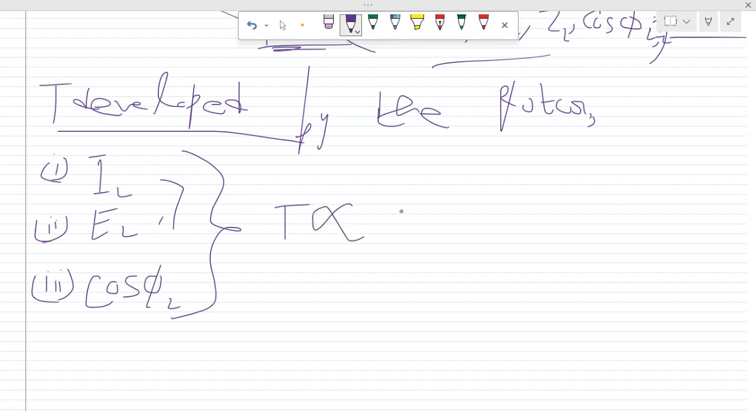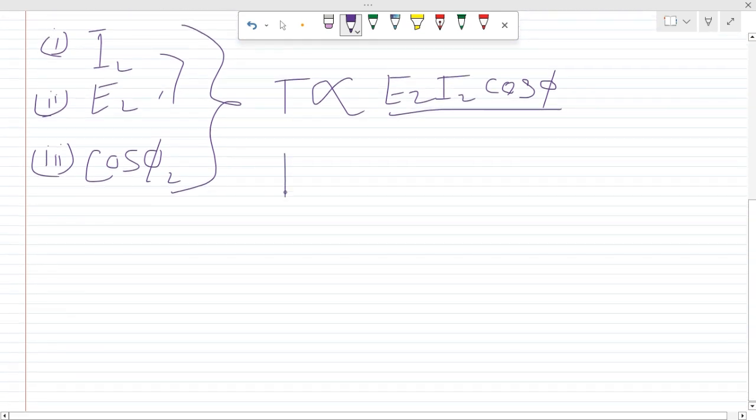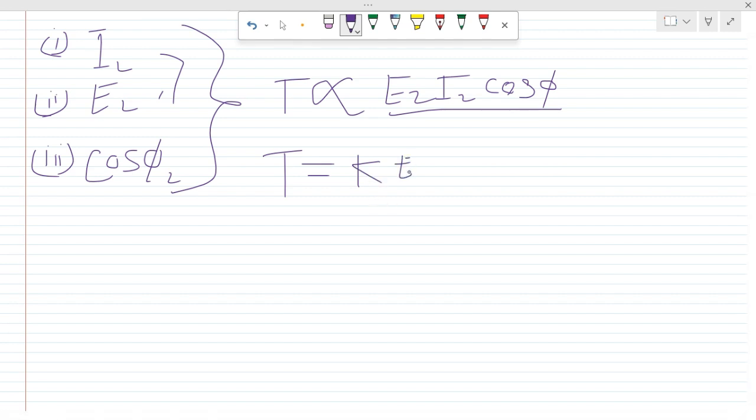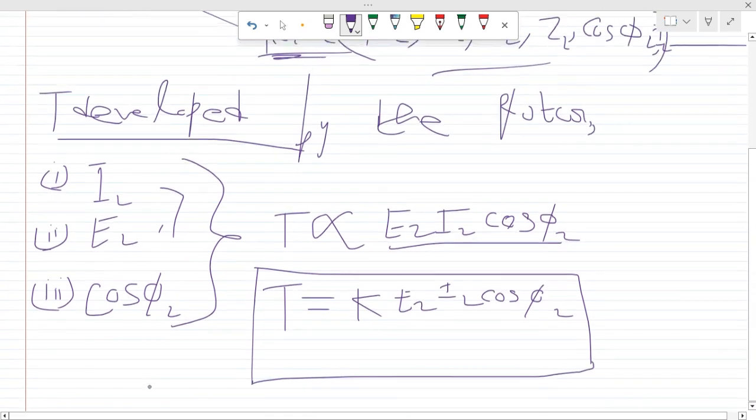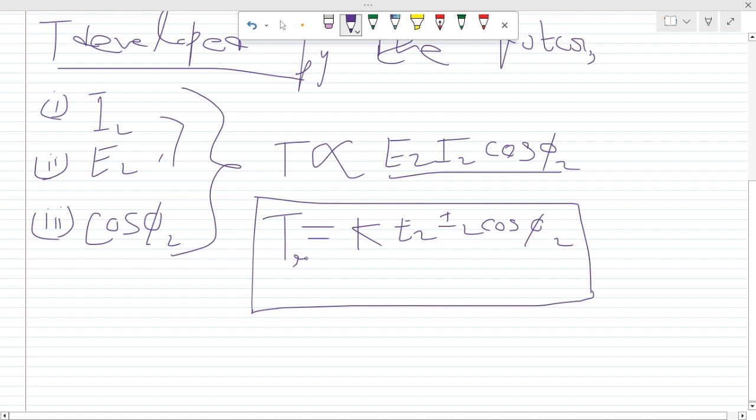that torque is proportional to E2 I2 cos phi 2. Since it is proportional, I can multiply the three terms. Mathematically, with K as the constant, it is K E2 I2 cos phi 2. This is a very vital equation of the rotor torque, which you can write as TR.